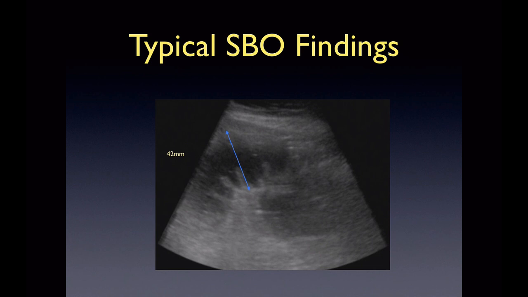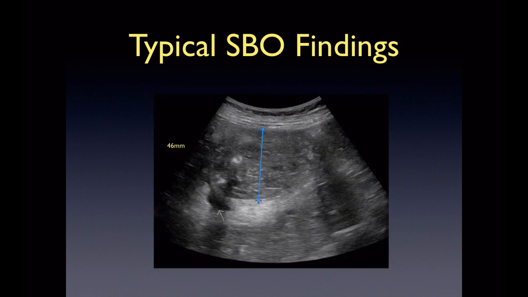This is a classic picture of SBO in ultrasound. You see distended loop of bowel measuring approximately 42 millimeters and filled with liquid fecal material. It's important to note that the measurement should be taken at 90 degrees to the small bowel wall, as you can get falsely dilated measurements if they're taken in an oblique fashion.